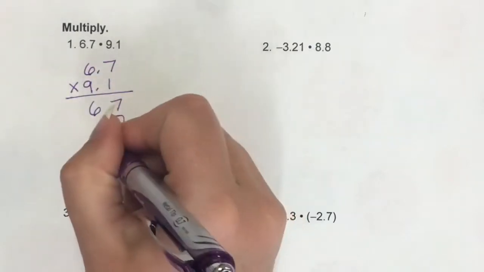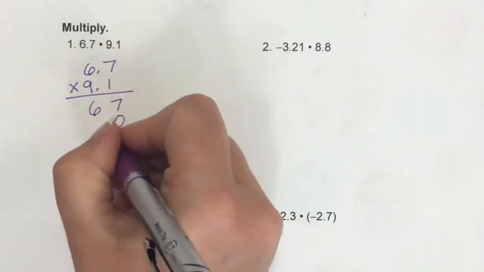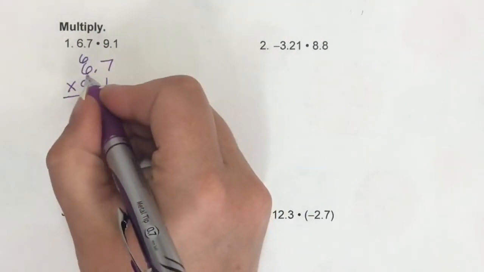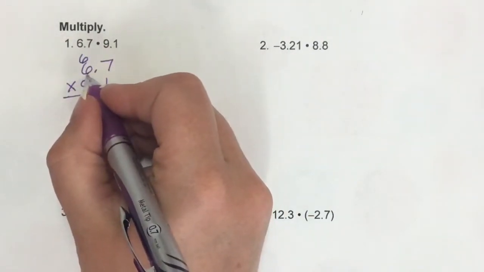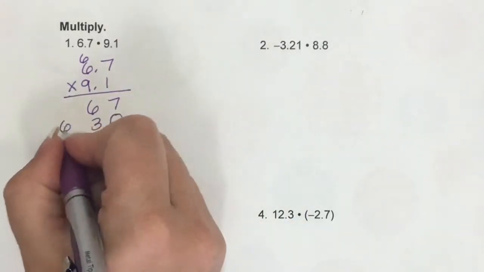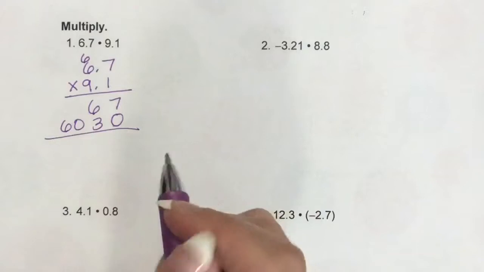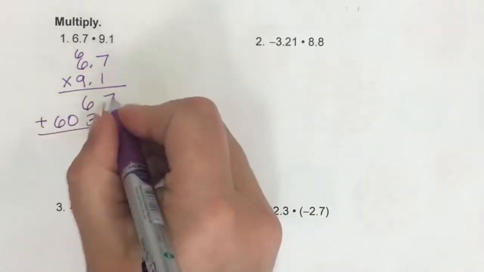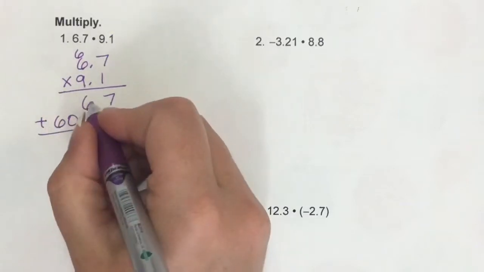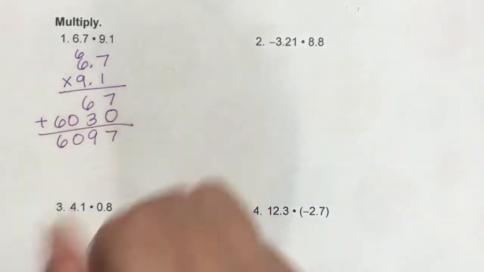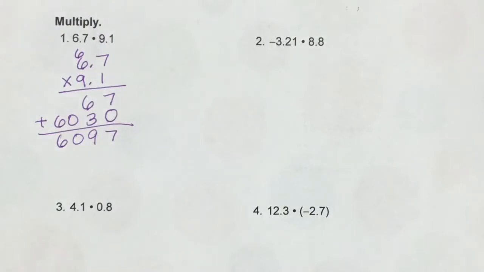And so now we're dealing with the tens. 9 times 7 is 63. We write the 3. We carry the 6. 9 times 6 is 54, plus 6 would be 60. Okay, then we just add. So 7 plus 0 is 7. 6 plus 3 is 9. Then 0 and 6.